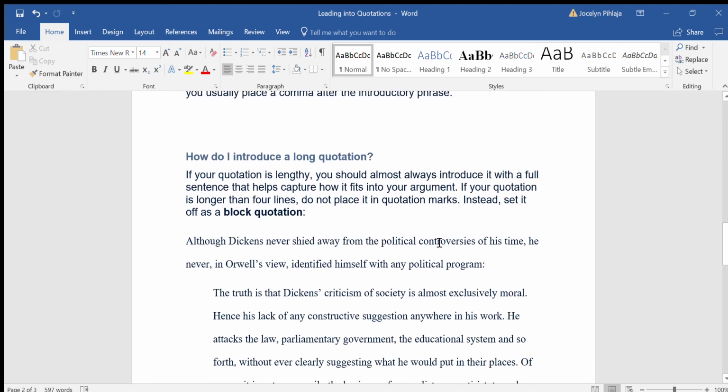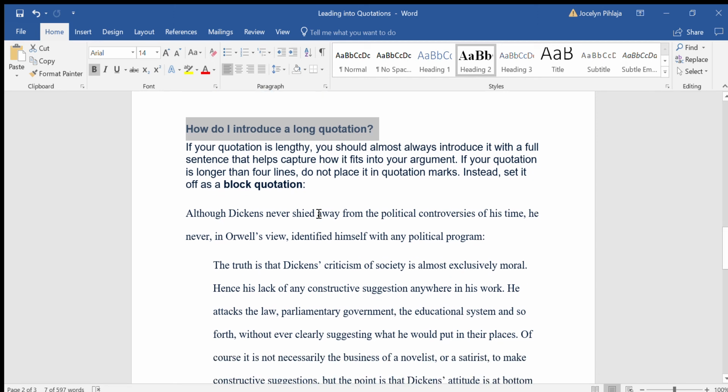All right, there's one other type of quotation I want to talk to you about, and it is when you use a particularly long quotation. And what we mean by long is more than 4 lines in length. So if your quotation is lengthy, you should almost always introduce it with a full sentence that helps to capture how it fits into your argument. If your quotation is longer than 4 lines, you don't have to put it in quotation marks. What you do is you set it off as a block quotation. And what we mean by block quotation is you indent it.